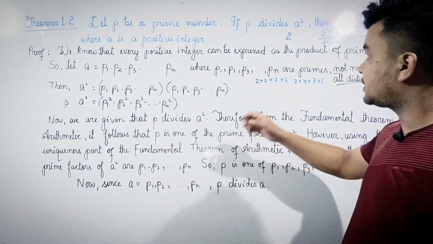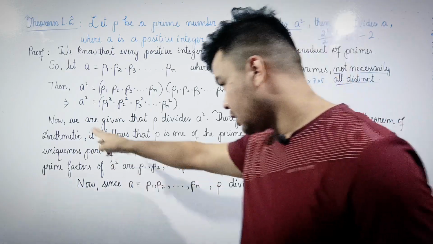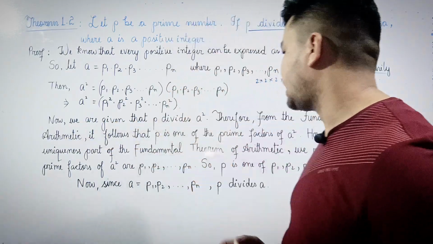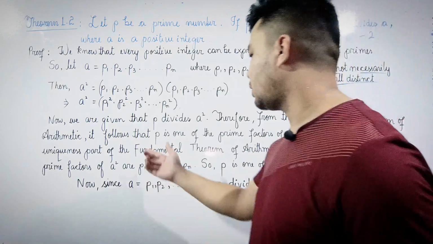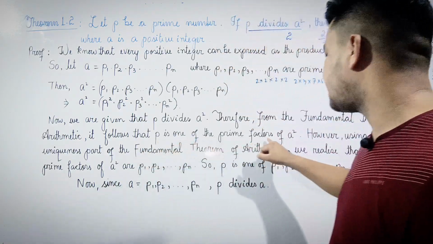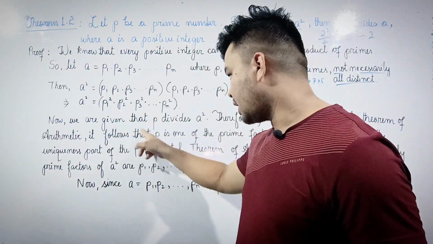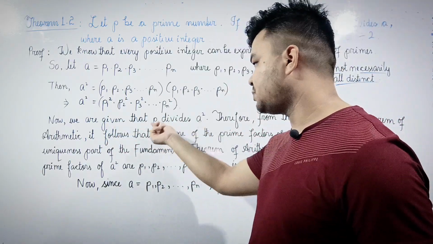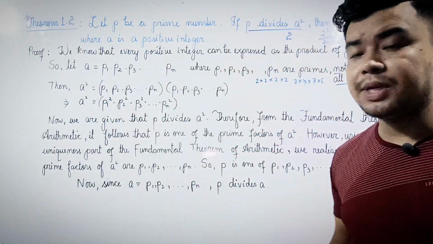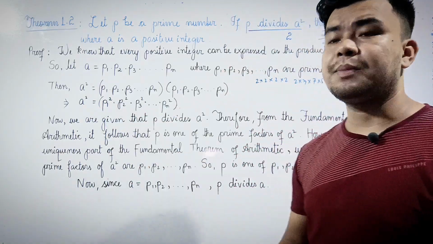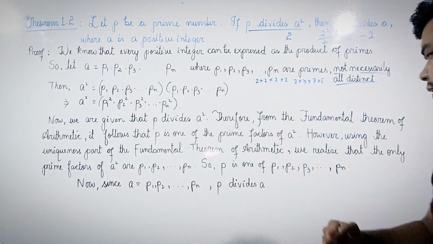Now we are given that P divides A square. Therefore, from the fundamental theorem of arithmetic, it follows that P is one of the prime factors of A square. This means that if P divides A square, then this P will be one of these: it may be P1 or P2 or P3 or Pn. We know this from the fundamental theorem of arithmetic.